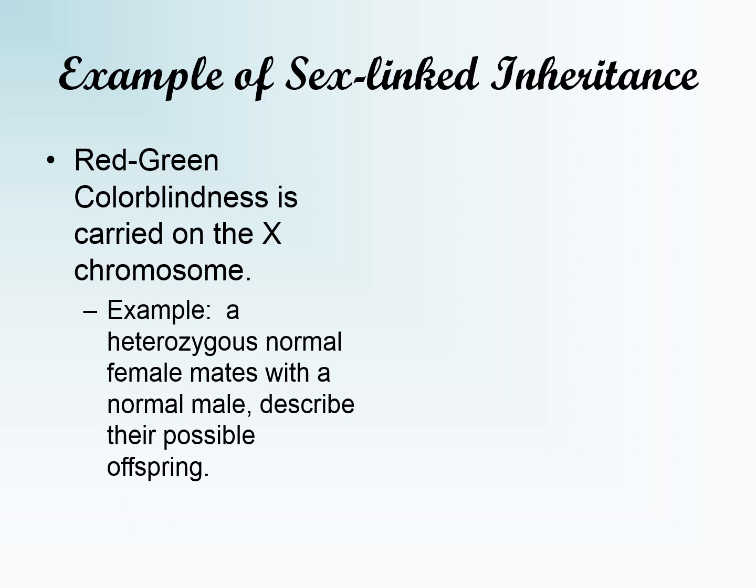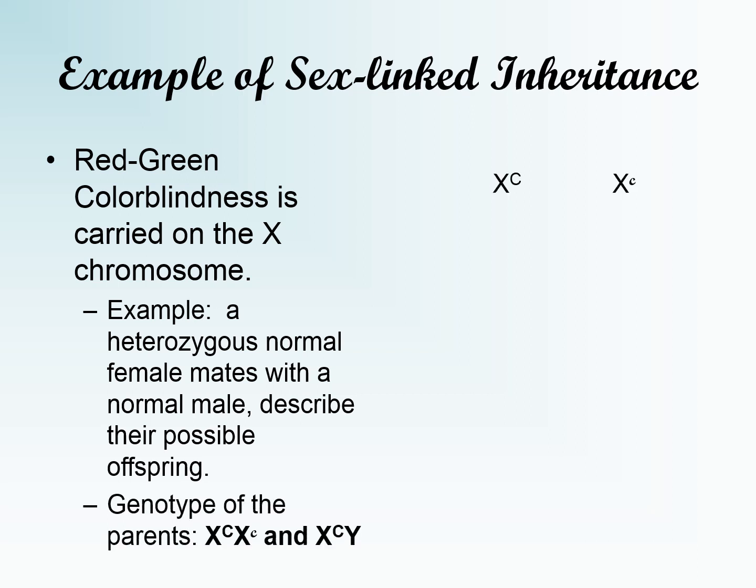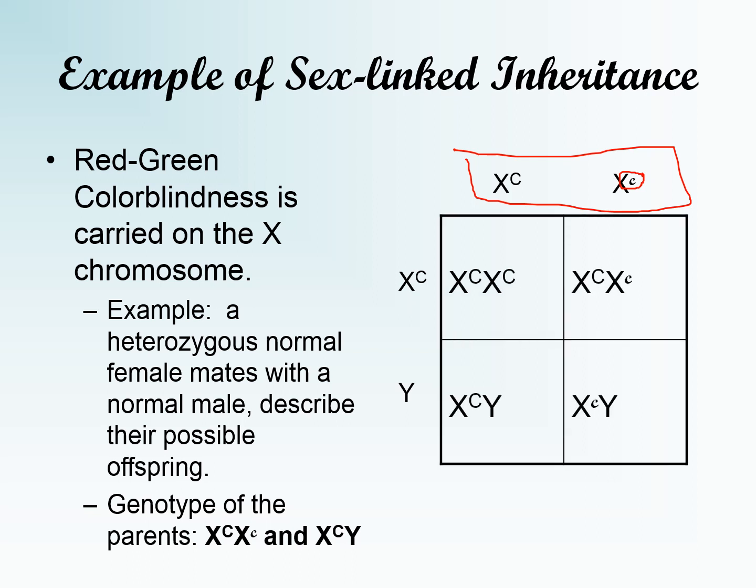So in this example, guys, what we're going to work through is red-green color blindness. And remember, the allele for color blindness is carried on the X chromosome. So we're going to have mama here. Two X's makes a female. She's going to be a carrier for the colorblind allele. She's going to have big C and little c. Now, Dad over here, he's got normal vision because he has on the X chromosome a big C.